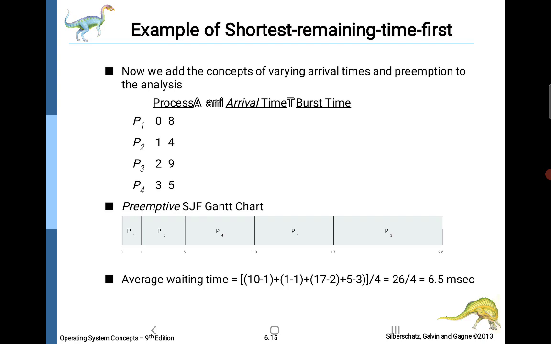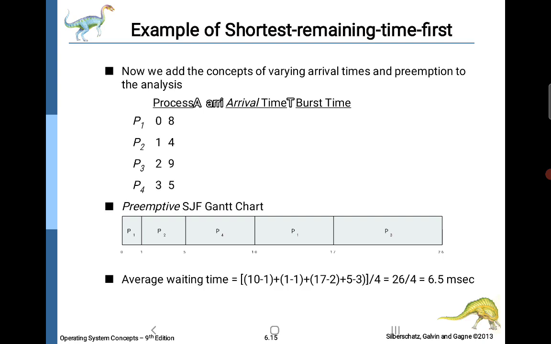Here in this example, P1 arrived at time 0, it needed 8 time units. P2 arrived at time 1 and it needed 4 time units. P3 arrived at time 2, it needs 9 time units. P4 arrived at time 3 and it needed 5 time units. P1, being the first, will be allowed in the CPU. It will be running in the CPU for 1 time unit until P2 showed up.